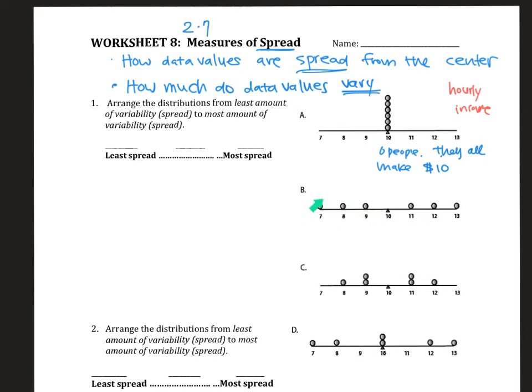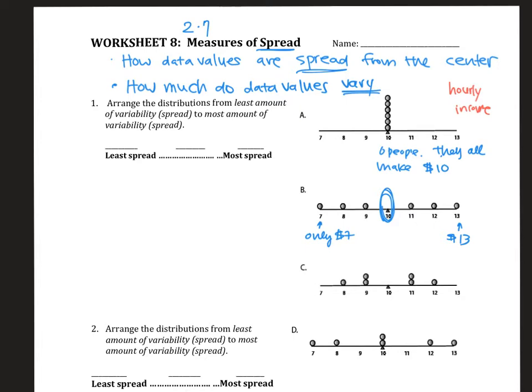This person makes only 7. This person makes 13. So you can see there's a little bit of a spread. Your data values are like 7 all the way to 13. So here my interpretation is, this person doesn't make that much, only $7. This person makes $13. So imagine the average person was 10. Then I can see how in B, there are people who are making way less than 10, and people making a lot more than 10. So this one has more spread.